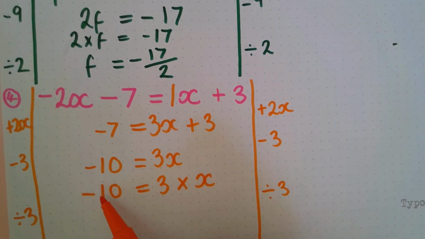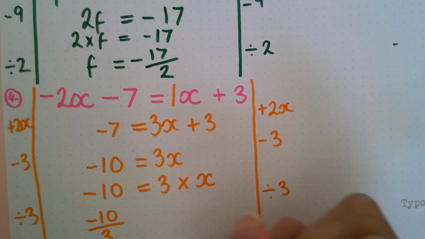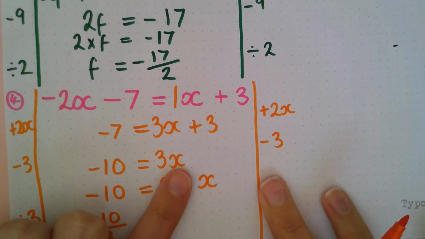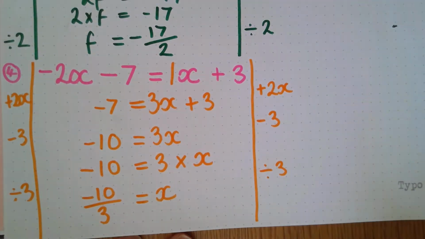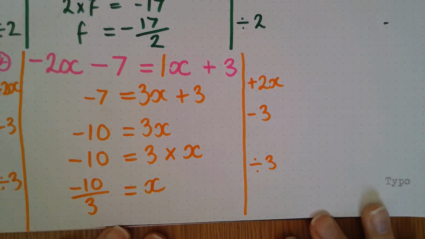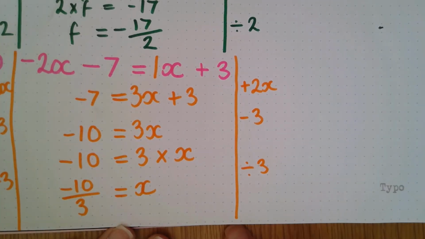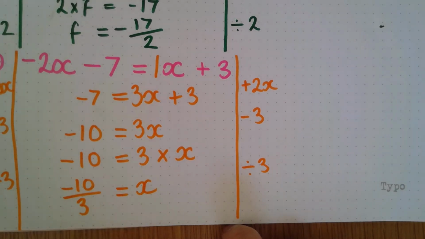So I can write negative 10 divided by 3 as negative 10 over 3 equals, and then times by 3, divided by 3, they cancel out, so you're just left with x. So I know x is equal to negative 10 over 3. Remember, try and simplify this fraction at the end if you can, but if you can't, then you can leave your answer as it is.